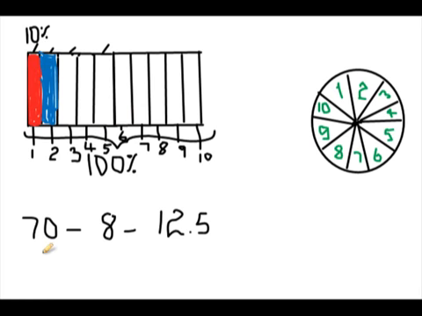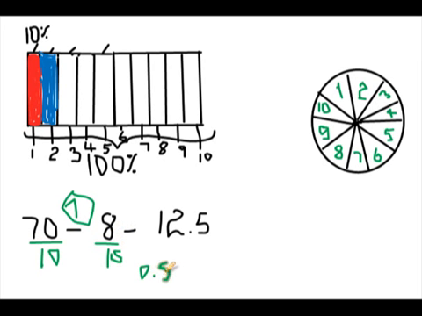So if I have 70 and they ask me for 10%, I just have to divide it into 10 equal parts. 70 divided by 10 gives me 7. So 7 is the 10%. I just divided it into 10 equal parts. So 7 is just 10% of 70. If I need 10% of 80, I just have to divide it by 10. 80 divided by 10 gives me 8.